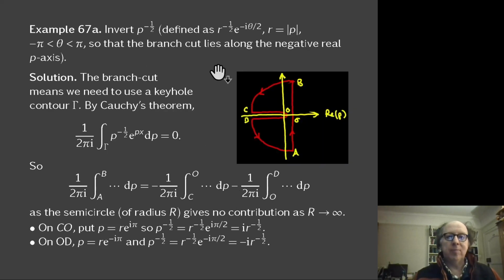Here's another example. Invert p to the minus a half. Well, we also know the answer here. It's defined as r to the minus a half e to the minus i theta by 2, with theta between minus pi and pi. So we're putting the branch cut along the negative real p axis, and then taking the principal branch, which is the one that is positive on the real axis when theta is equal to 0, so that's the plus root, if you like.